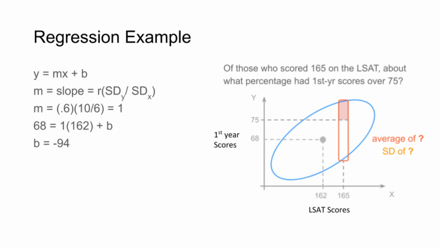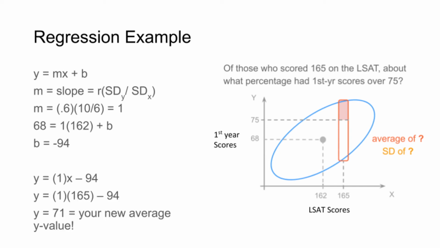Right, the slope m is given by the correlation value times the ratio of standard deviations of the y-axis to the x-axis. And since we already know a point on the line, the average, we can plug both of those numbers in to find the intercept. B equals -94. Alright, so now that you know the equation of the regression line, you can find the new average y value of people with LSAT scores 165. Plug in 165 as x, -94 as b, and m as 1, and your new y value is 71.